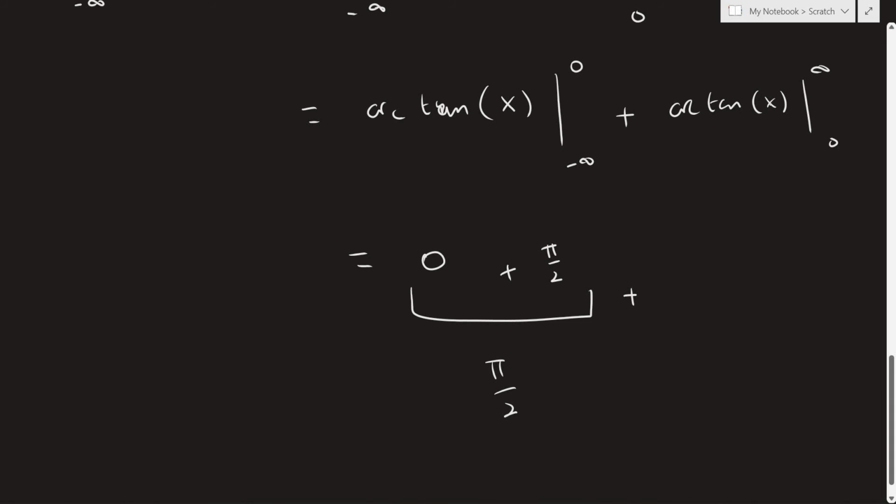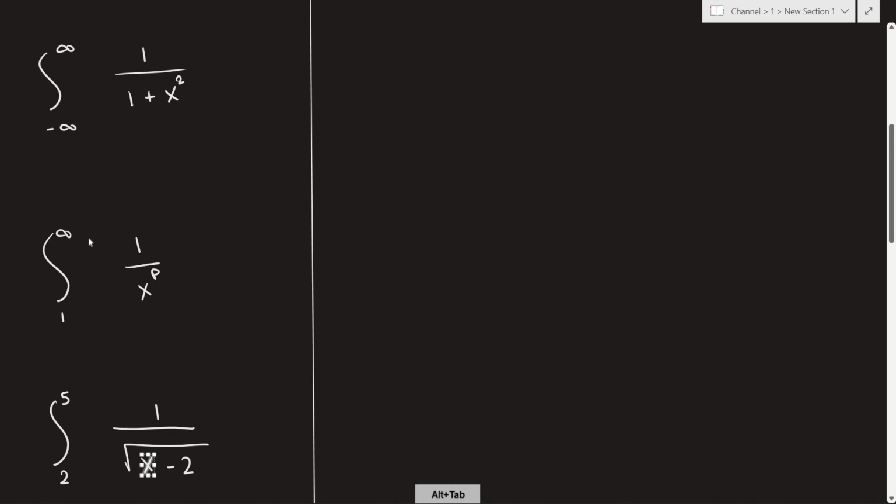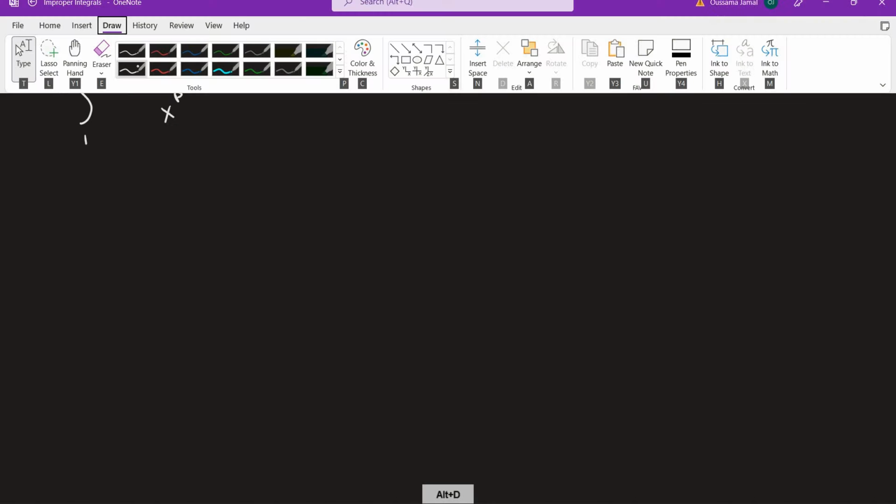Alright, so plus arctangent between 0 and infinity. So arctangent of infinity is pi over 2. And arctangent of 0 is 0. So pi over 2 plus pi over 2 is pi, and since this is a number, it is convergent. All right. So next question.